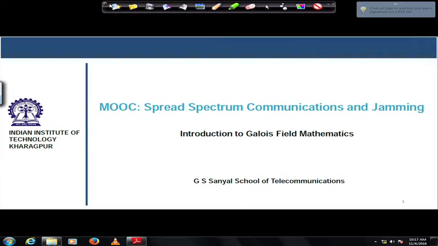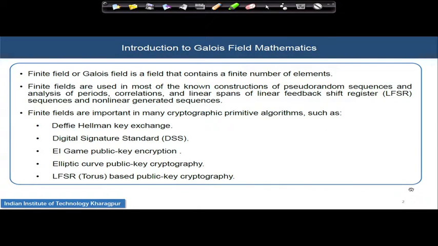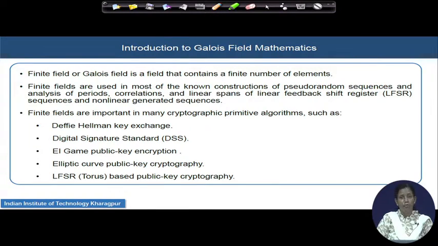To bridge that gap, we will learn today a little bit about the Galois field mathematics, and we will try to link up all the terms that are usually used for code generation. A Galois field is a finite field where all the elements of that field contain finite numbers.